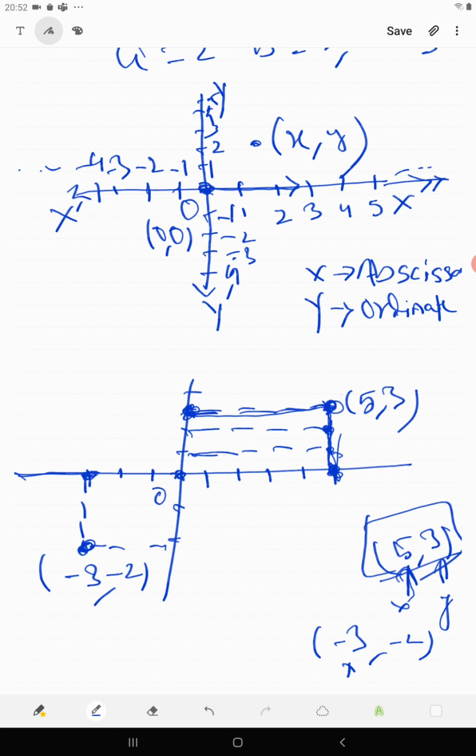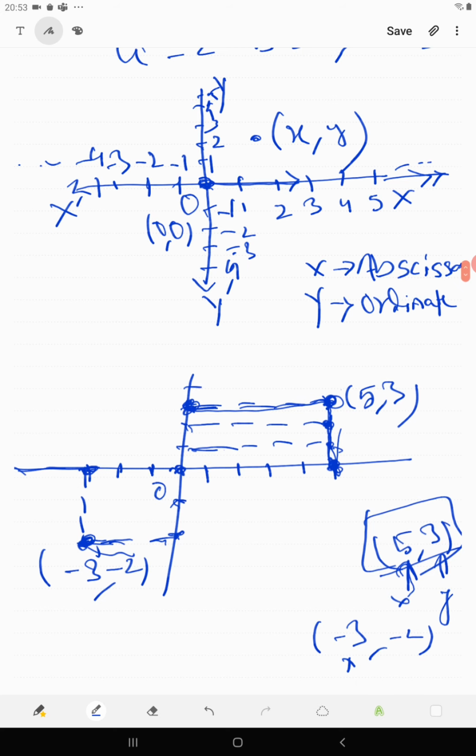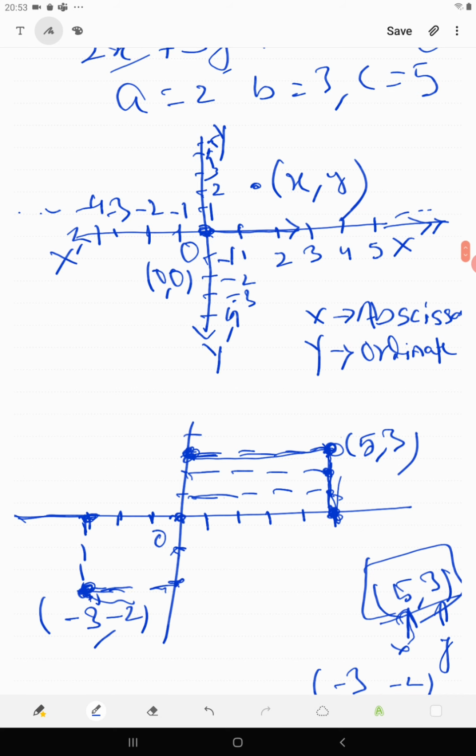You can easily see it if you draw on graph paper. Suppose you take one bigger square as 1 unit. You take 3 bigger units on the x-axis on the left-hand side and 2 bigger units towards down, and the lines through them will meet at one point. That point is -3 comma -2.